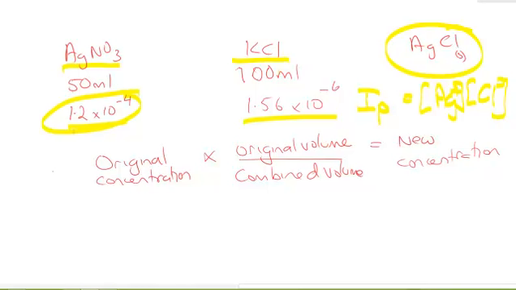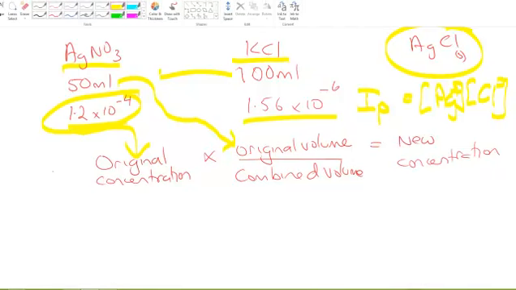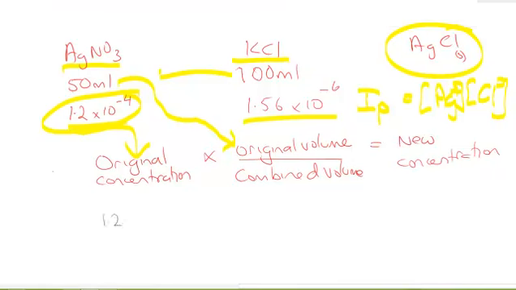Now that's the original concentration of silver nitrate, so that goes there. And the original volume of it was 50 mils, and that goes there. And then you put that over the combined volume, which is going to be 100 plus 50. So that would be something like 1.2 times 10 to the negative 4 times 50 over 150. So it's going to be 1/3 the concentration. I'm not going to worry about doing the calculation. Notice I don't have to change from mils to litres or anything like that, because this is just a ratio here. That's all it is. And once you understand that, you can work it out.